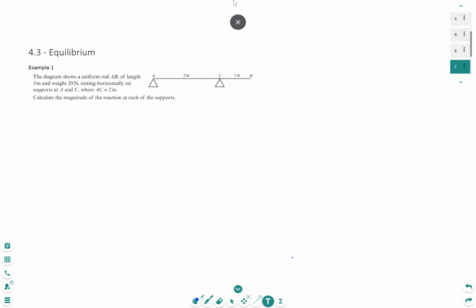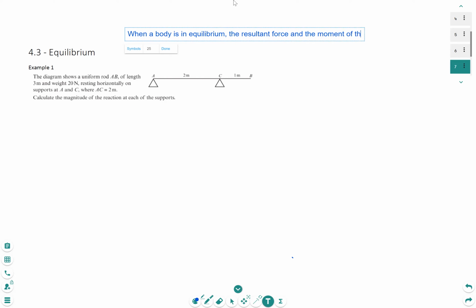Equilibrium, if you look in economics, it means you're not making a loss, break even. But in mechanics, when a body is in equilibrium, I thought I would spare you my horrible writing, so I'll just type it up. The resultant force and the moment on the body is zero. It means it's not moving. The particle is not moving. So if a particle is in equilibrium, it means not moving. So if it's not moving, that means the resultant force and the moment on it are zero.